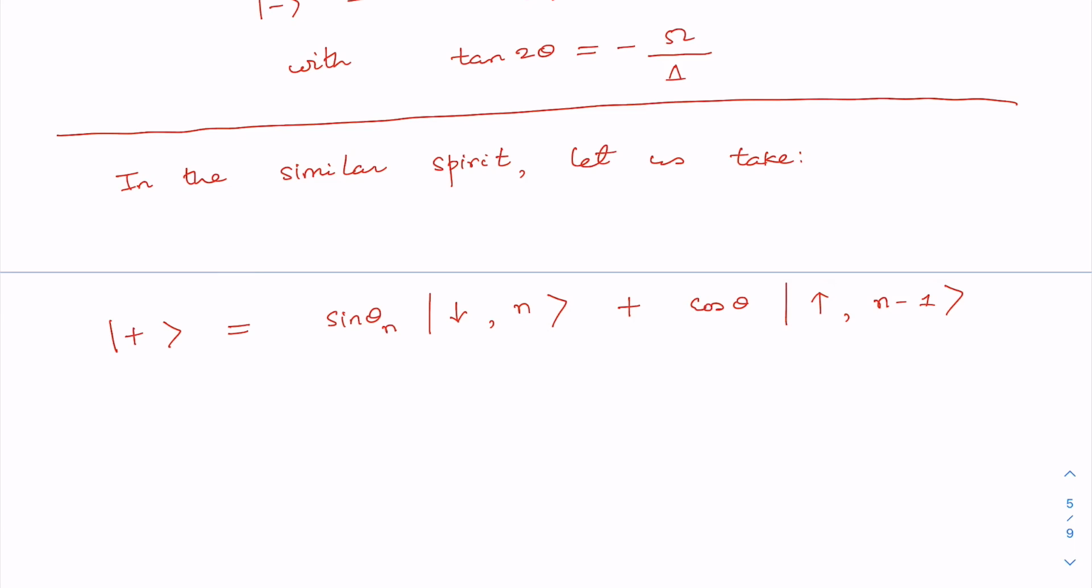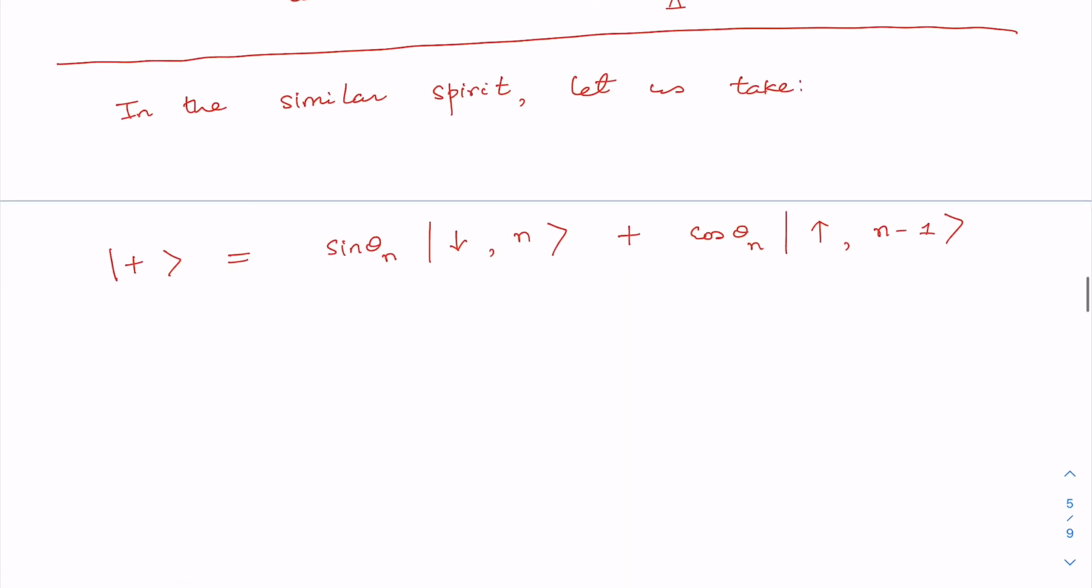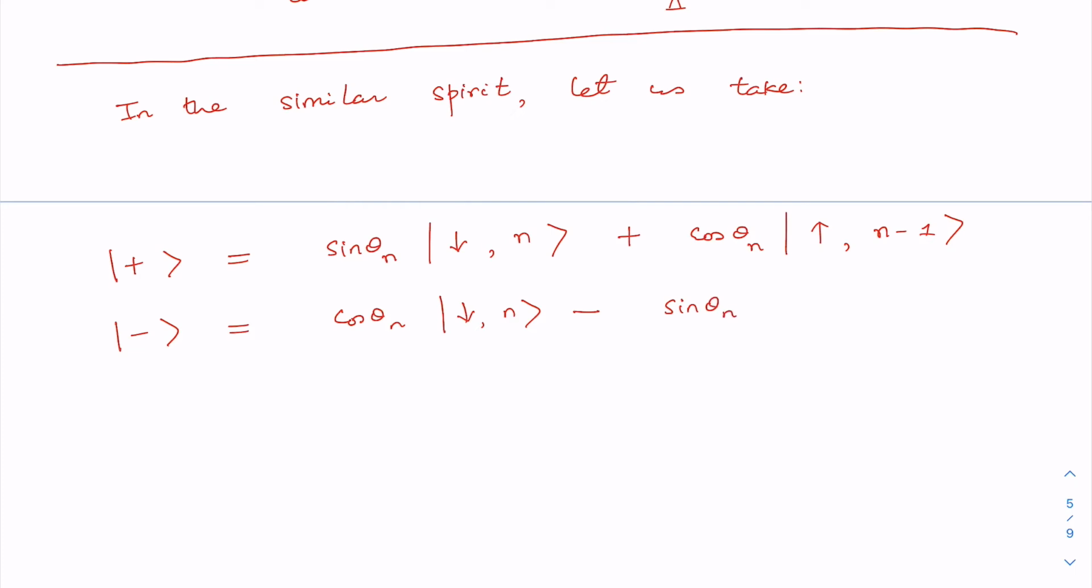To distinguish it from theta, let me just put a suffix n so that you understand that we are dealing with the Jaynes-Cummings Hamiltonian or that system now, and your other state is cos theta n, this particular state, minus sine theta n, atom in the up state and n minus 1 photons in the field mode. Okay, so this is what we have.